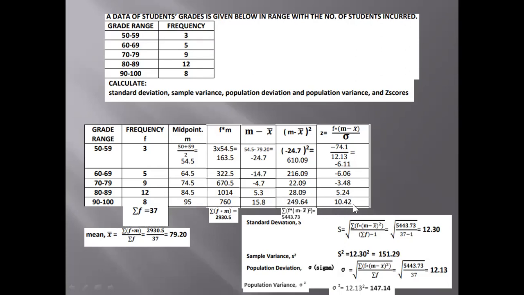Again, if we're going to solve for the z-score, we have this formula: z is equal to the frequency multiplied with the corresponding row of m minus your mean, all over your sigma.